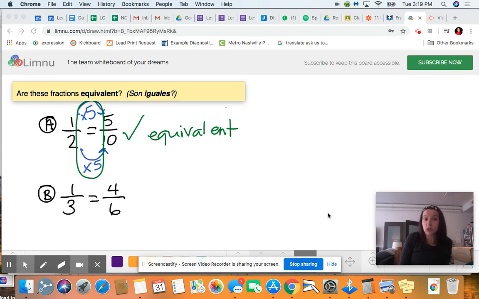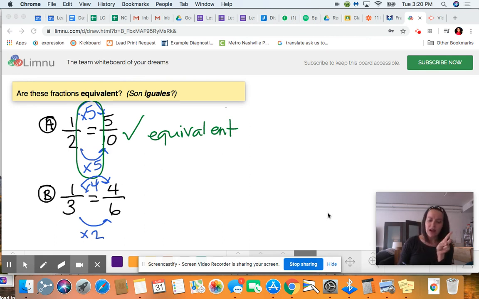It's a question. ¿Son iguales? No sabemos. Vamos a ver. So, same thing. In my first numerator, from 1 to 4, I can multiply 1 times 4 to get 4. Yo puedo multiplicar 1 por 4 y llega a 4. Okay, in the denominator, to get from 3 to 6, I'd have to multiply by 2.